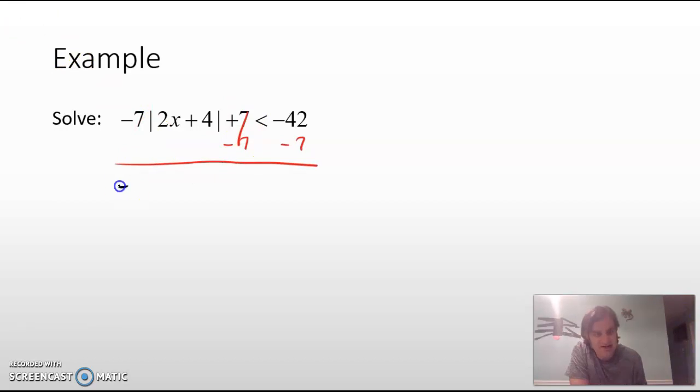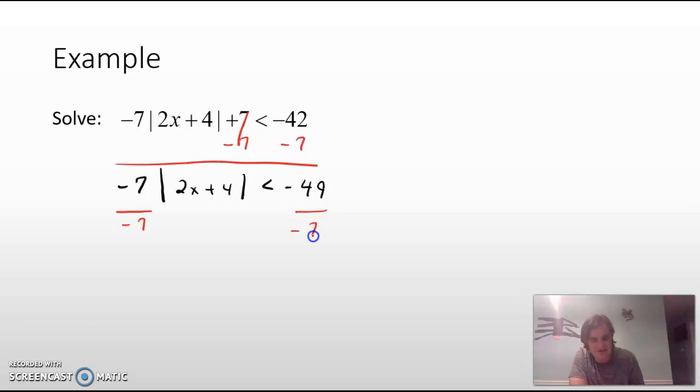So that leaves me with negative 7 times the absolute value of 2x plus 4 less than, if I subtract 7, negative 49 on the right-hand side. So we have an absolute value less than a negative number, which is kind of worrisome, but this negative 7 out front we need to get rid of because we don't have the absolute value all by itself. So we'll divide both sides by negative 7, and we're dividing by a negative number. So remember what that means.